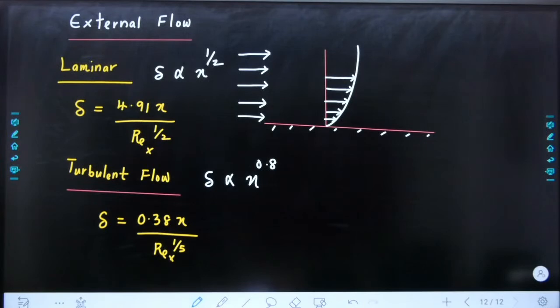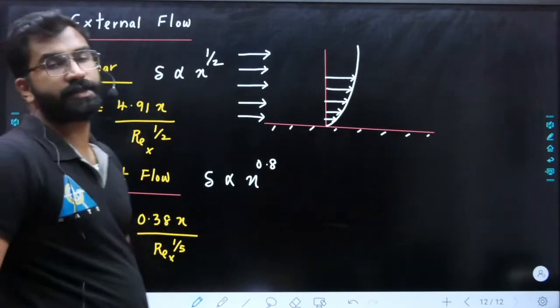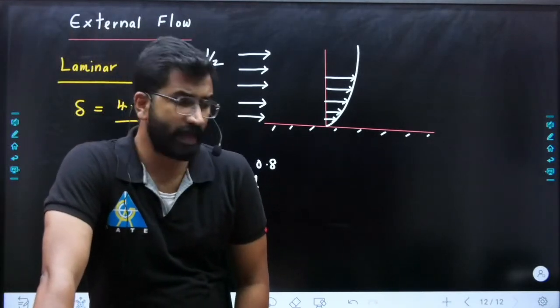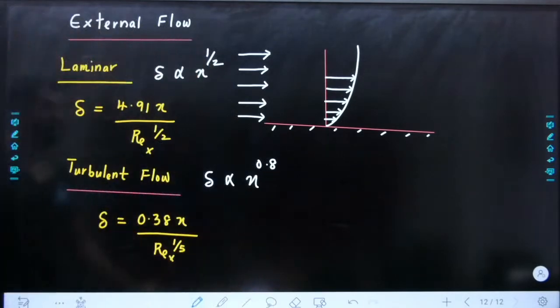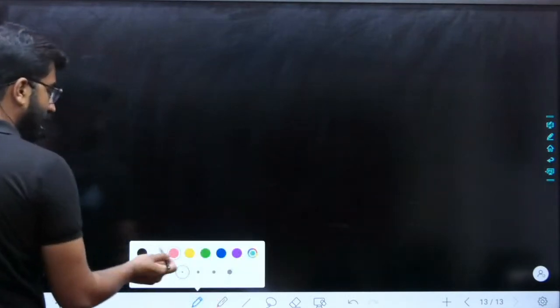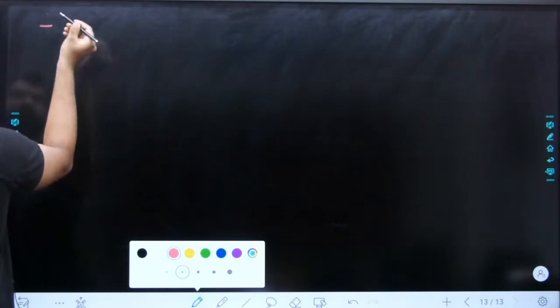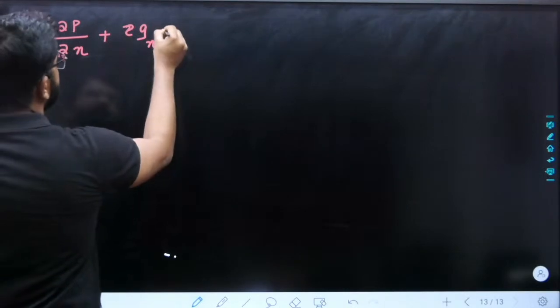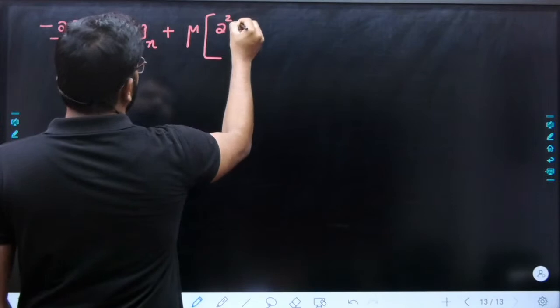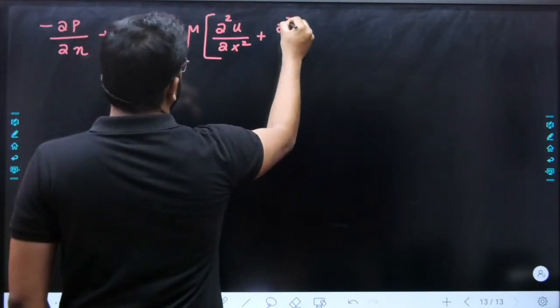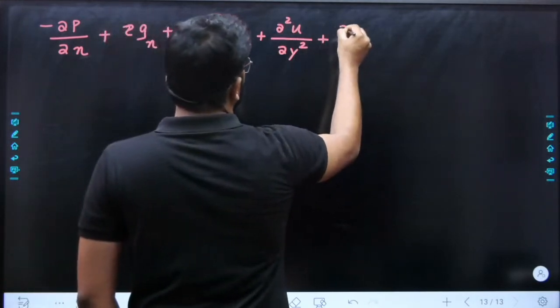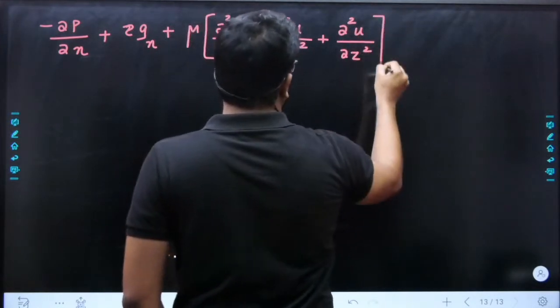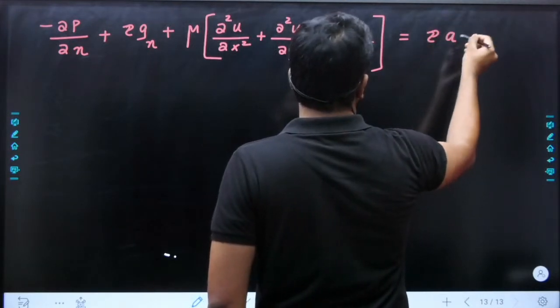External flow. In the same external flow, they can ask you based on your Navier-Stokes equation. I have done the complete derivation of the Navier-Stokes equation in class, right? So you can remember the final equation at least, because sometimes they can ask you the Navier-Stokes equation given in options. So I'm writing the Navier-Stokes equation in your x direction: minus dou p by dou x plus rho gx plus viscosity mu into dou square u by dou x square plus dou square u by dou y square plus dou square u by dou z square equals rho into acceleration in x direction.